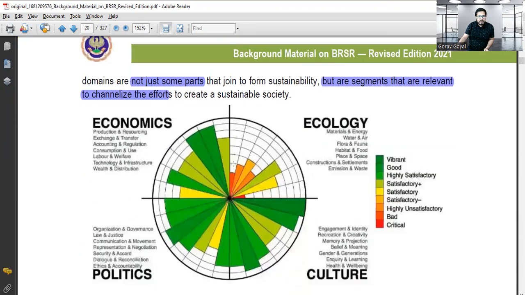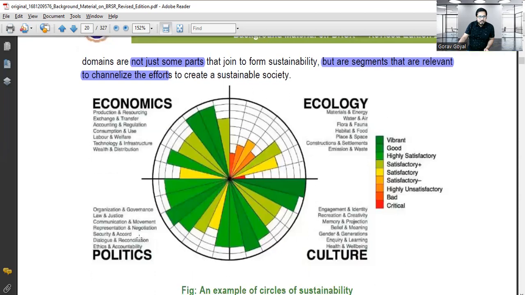So what are the four domains? Economics, ecology, politics, and culture. Economics is basically economy, production, exchange, accounting, labor laws, and water distribution. Ecology is minerals, water and air, flora and fauna, habitat and food, and space construction. Culture is engagement, recreation, memory, gender, generation, equality, inquiry and learning, health and well-being. Then politics is organization, law, communication, movement, security, dialogue, ethics, and accountability. So we need to see all those four aspects.